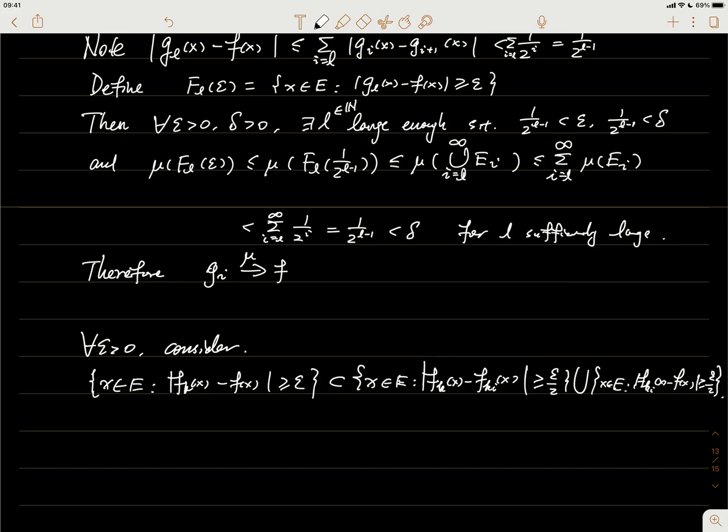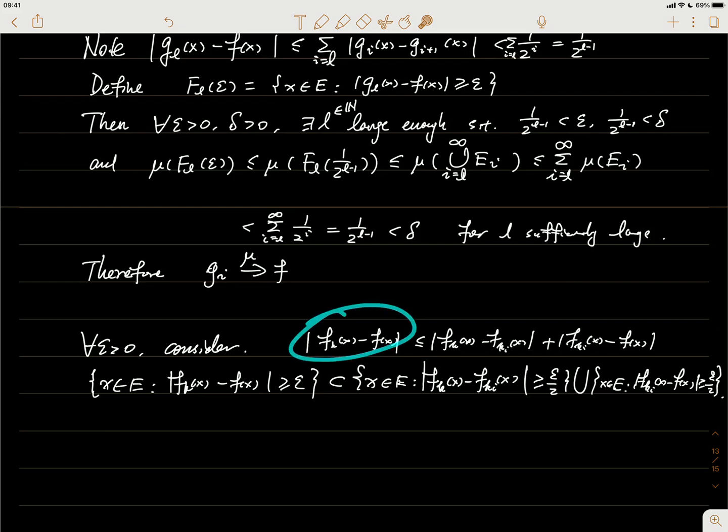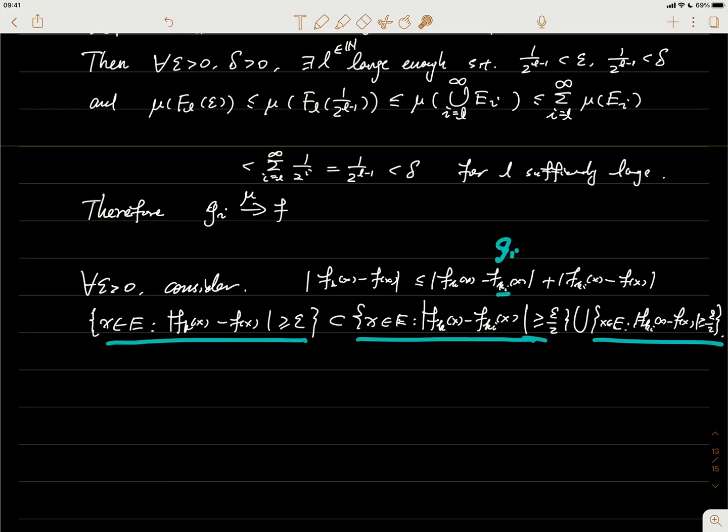The reason is because |f_k(x) minus f(x)| is less than or equal to |f_k(x) minus f_{k_i}(x)| plus |f_{k_i}(x) minus f(x)|, by the triangle inequality. So if the left-hand side is bigger than epsilon, that means at least one of the terms on the right-hand side is bigger than or equal to half epsilon. That's why if a point belongs to this set, it has to be inside either this or this. Okay, and this k_i is the g_i we said earlier, and we know that this g_i converges to f in measure.